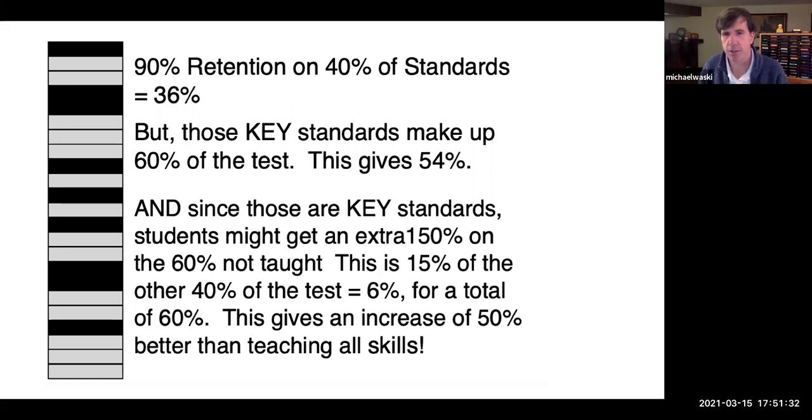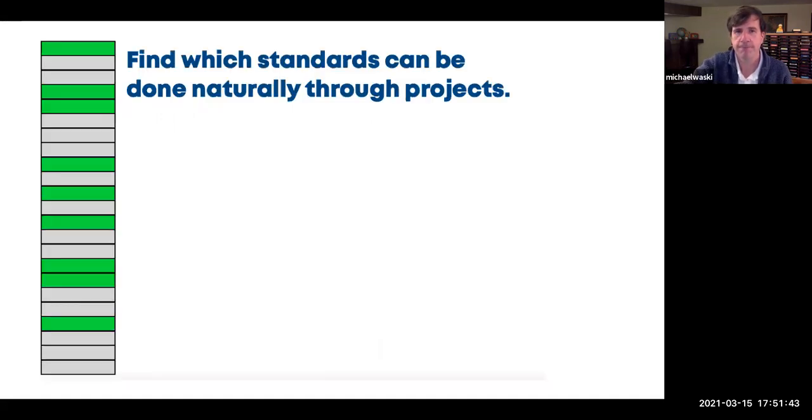I think that's really huge. And again, it's counterintuitive to say, well, wait a minute, I taught so much less, or the students were presented with so much less in the classroom. But if you target those right things, it's going to be much more powerful.